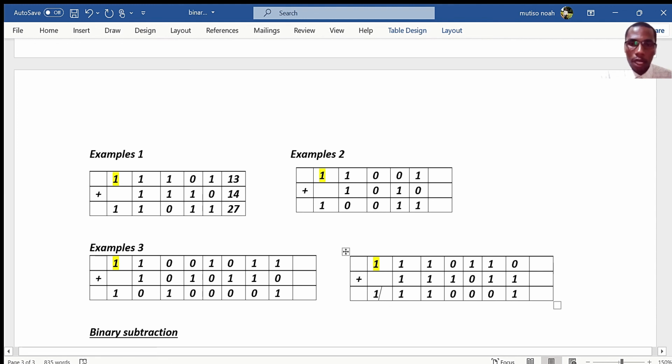Welcome to the fourth tutorial, whereby we will now be doing the trickiest part, which is using 2's complement and 1's complement in subtraction of binary numbers.